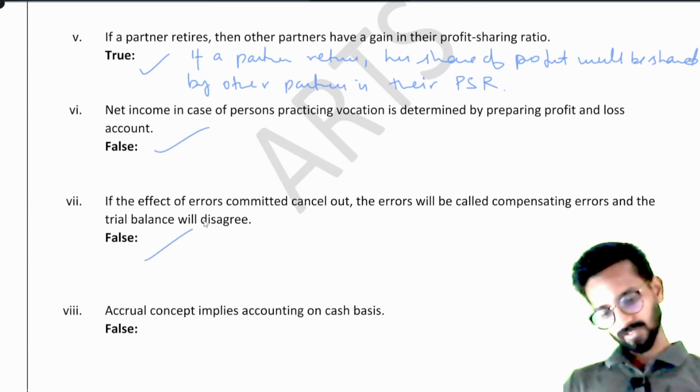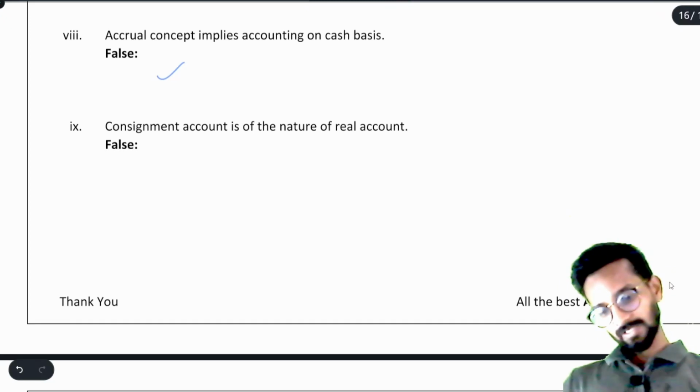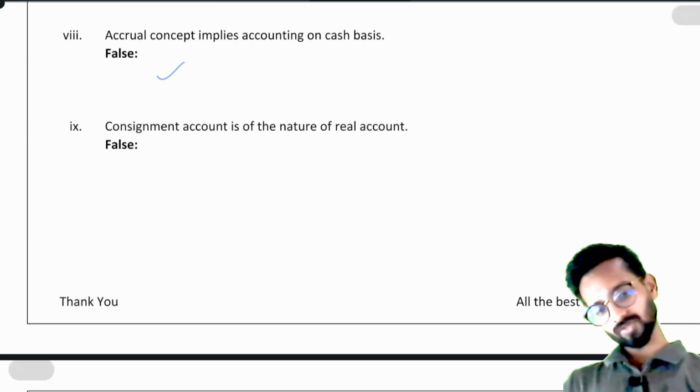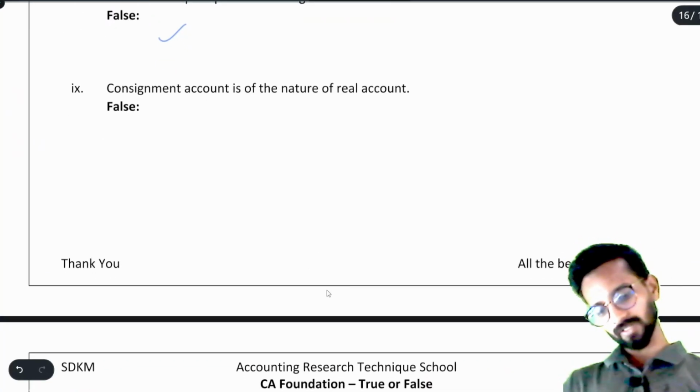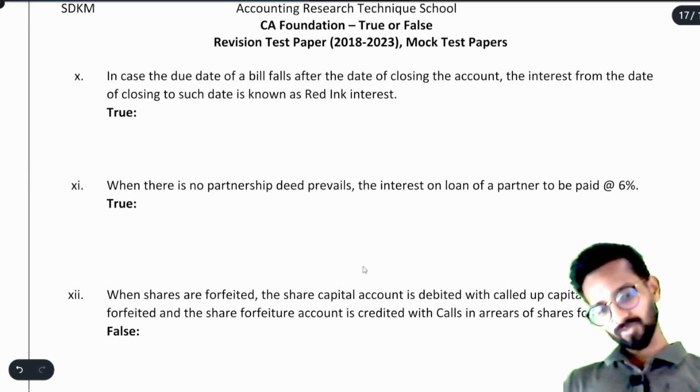The effect of error is discussed. Accrual concept implies accounting on cash basis. No, this is also we have discussed. It shows accounting on due basis. Consignment account is of the nature of real account. No, it is nominal cum personal. Okay. You can write nominal account also, nominal cum personal also. Both are correct. Chal. After that, in case the due date of a bill, this is also we have discussed.